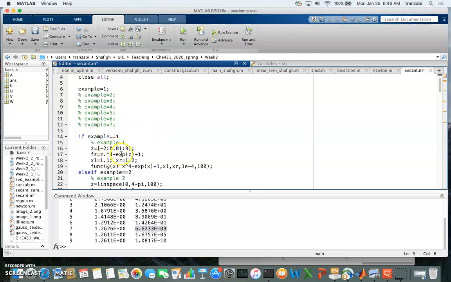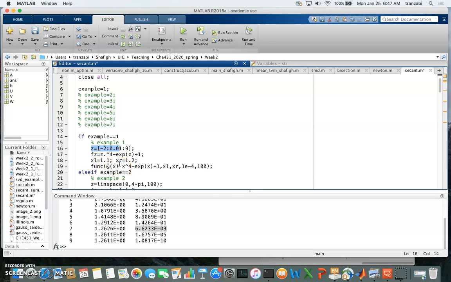Okay, I'm going to look at z to the 4th power minus exponential z plus 1. We need two guess values. Let's say I'm going to use 1.1 and 1.2. Why? Well, you have to plot the function f of z as a function of z and look at what could be the good guess value. In fact, I did that actually to come up with these two.